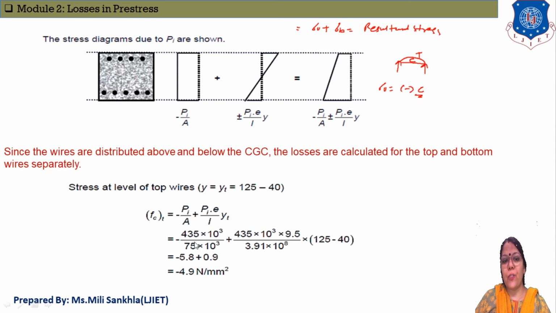Initial pre-stressing force is 435 into 10 raised to 3. Area is the total gross area of the section, not the wire. Please take care here. This is the area of our cross section, that is 75,000, plus P times e, where P is 435 into 10 raised to 3. E is the difference 125 minus y bar, that is 9.5, and YT is 125 minus 40 according to this top zone. I we already found as BD cube by 12, that is 3.91 into 10 raised to 8, and my answer is minus 4.9 Newton per mm square. This is the stress at the top level.